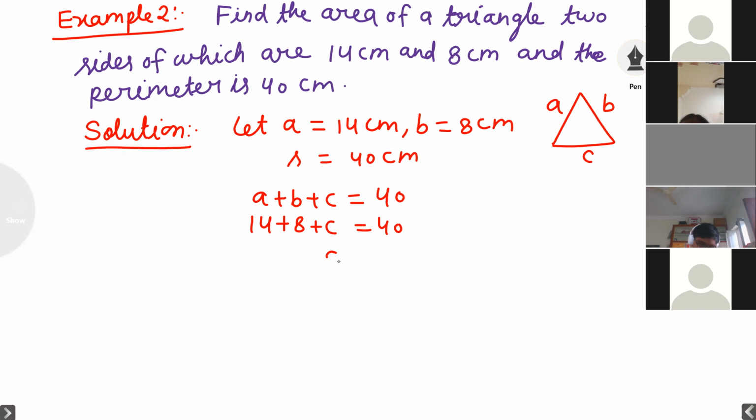Now C is equal to 40 minus 22. 10 minus 2, 8. 3 minus 1, 3 minus 2, 1. C has come 18 centimeter. Now I want to find out first, yes, the semi perimeter.